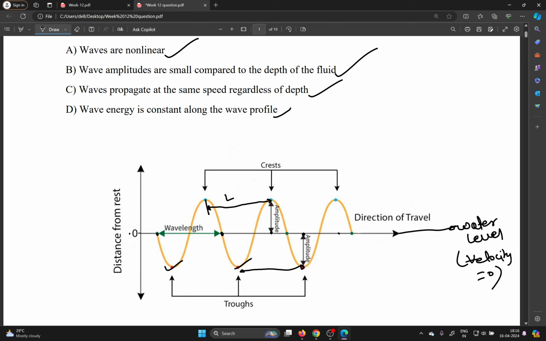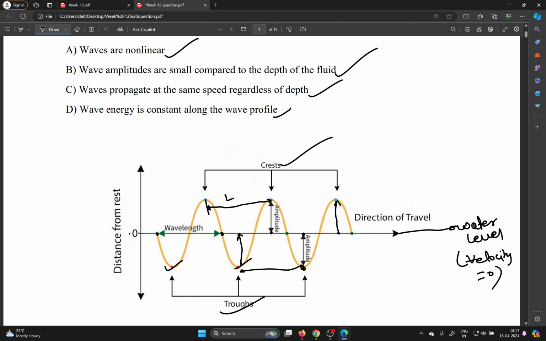After some disturbance, any kind of disturbance, a wave propagates like that on the water surface. The maximum point below your water level in normal condition is known as the trough. The crest is how much higher it goes above the water level, and the amplitude applies to the below one also. So remember these terminologies, but the question was what the assumption for linear wave theory is.